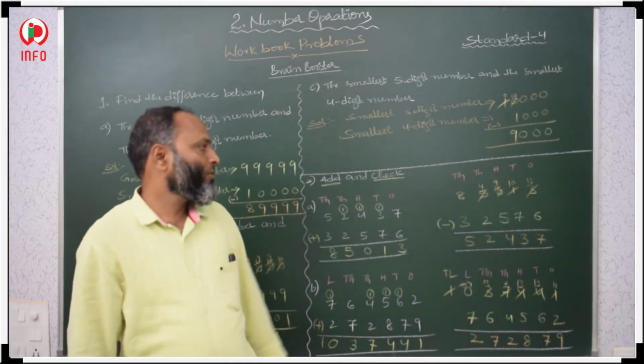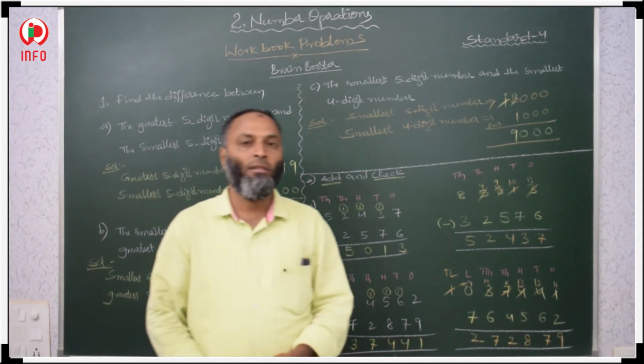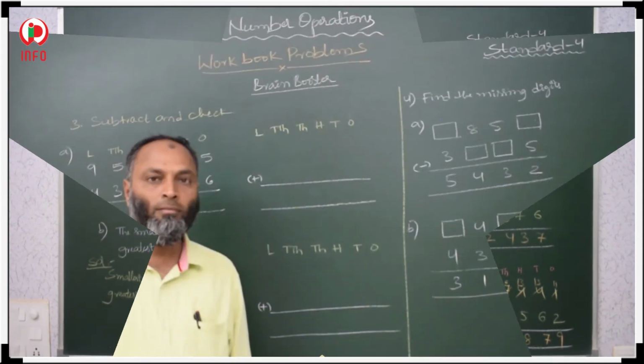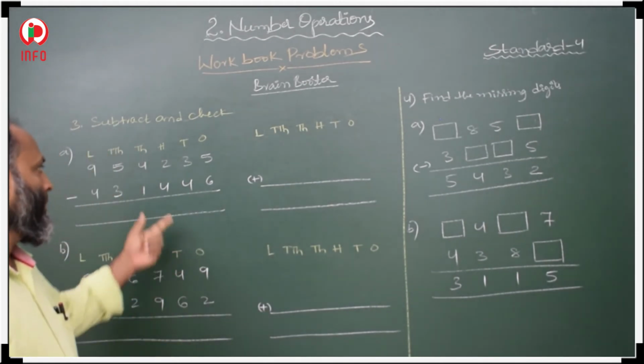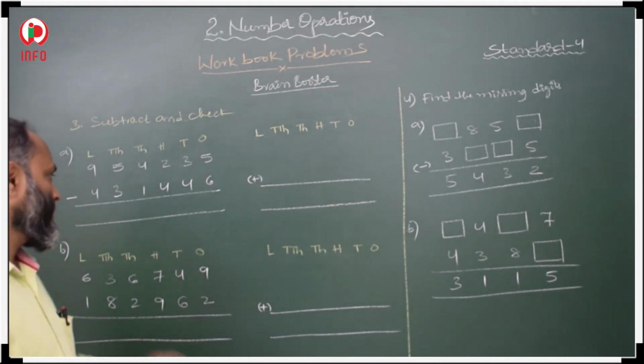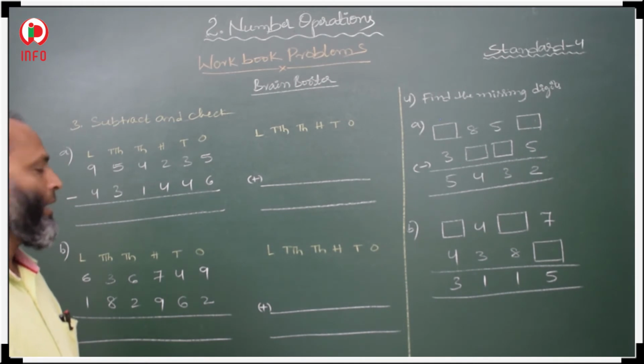The second addend we will get. Some more 2 questions were there in this. You do them as your home assignment. Now subtract and check. Previously we did this question. Again 2 questions for our recapitulation.